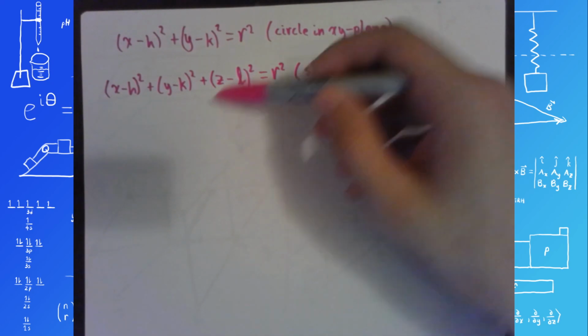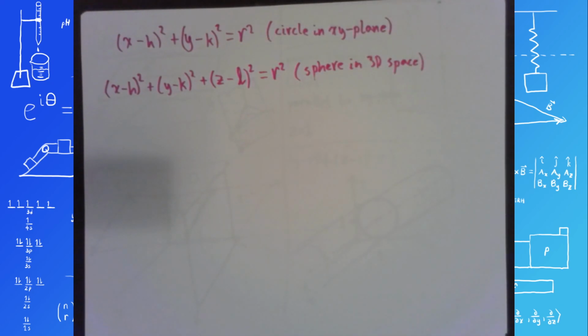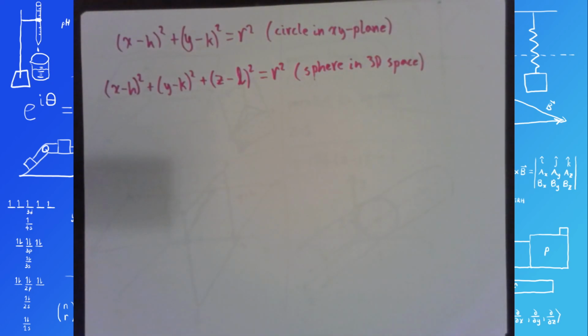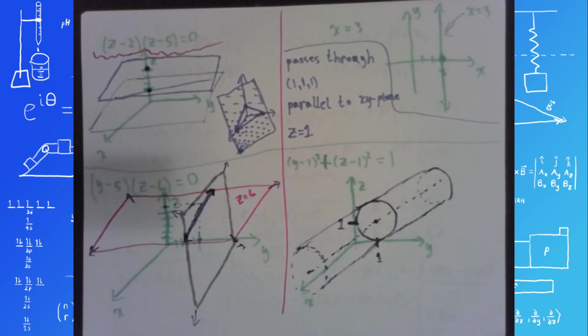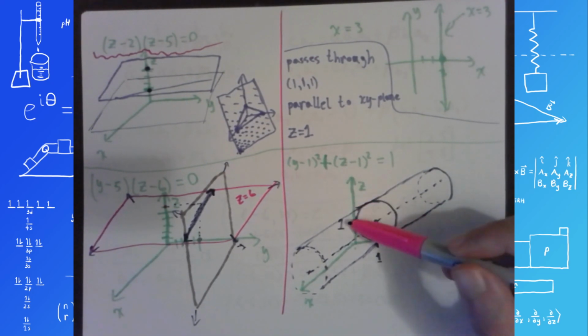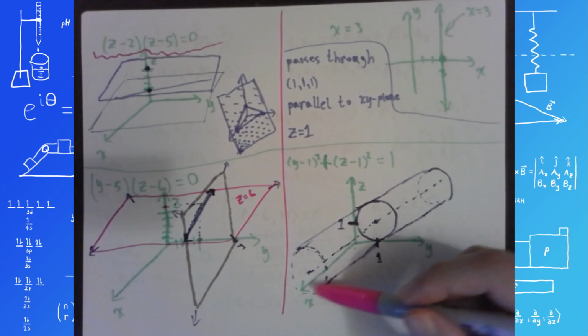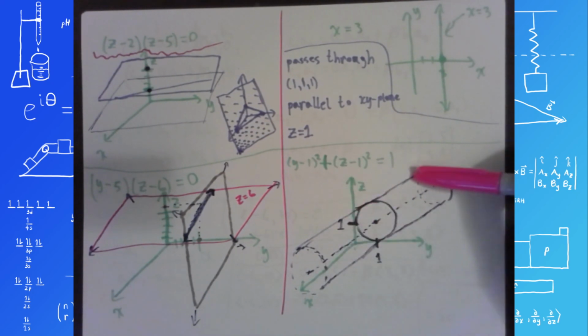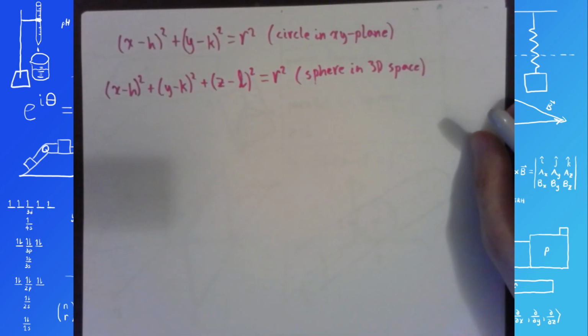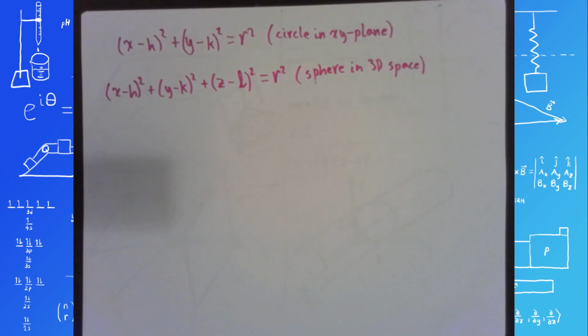If you just leave one of these terms out, what we get instead is a cylinder. So it's important to have all 3 terms because that way you add the additional restriction that confines these points to not stray and go infinitely in a given direction. So that's the equation of a sphere.